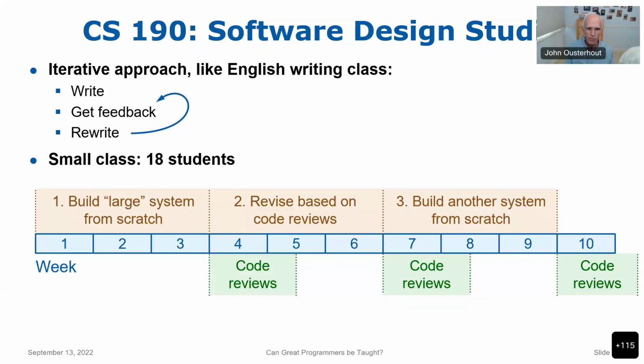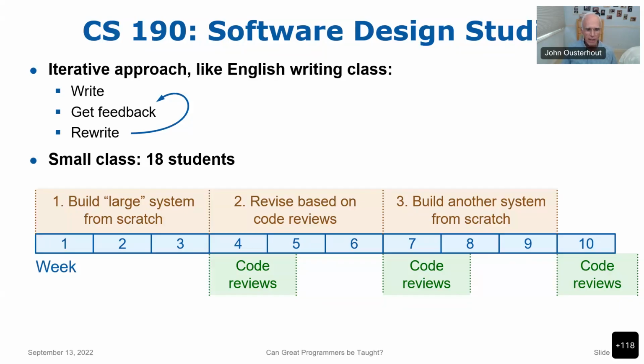The way it works is in 3 stages over the course of a quarter. Over the first few weeks, I give people a system to design and build from scratch. I give them no clues about how to structure it. They have to start from scratch. It's not a big system, but it's the largest thing people can do in 2 or 3 weeks, which tends to be around 2 to 3,000 lines of code. Students work together in teams of 2.